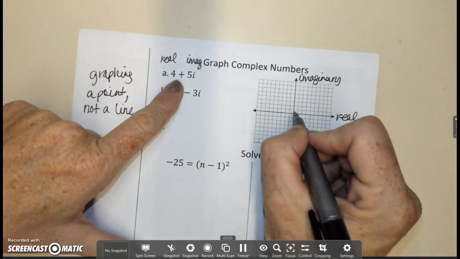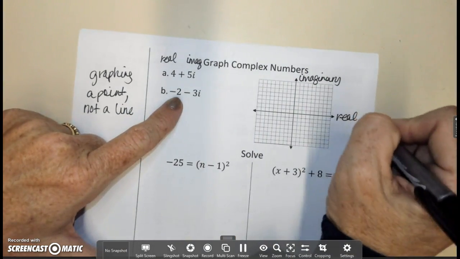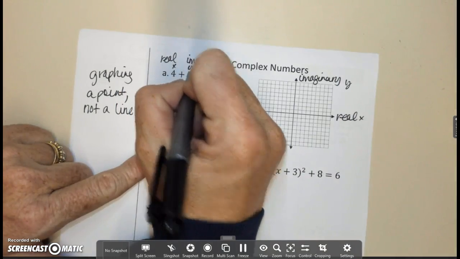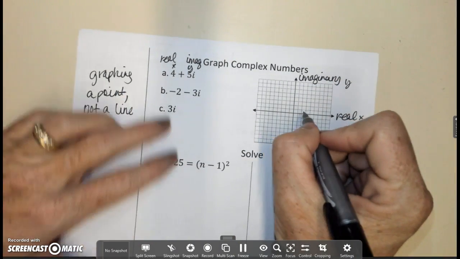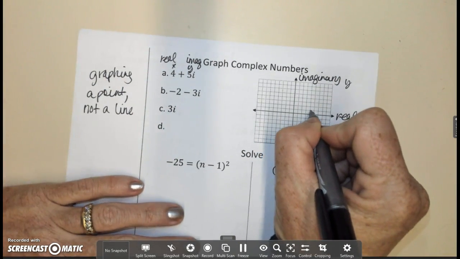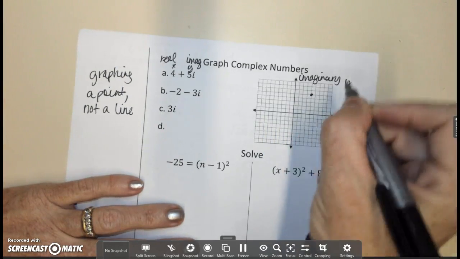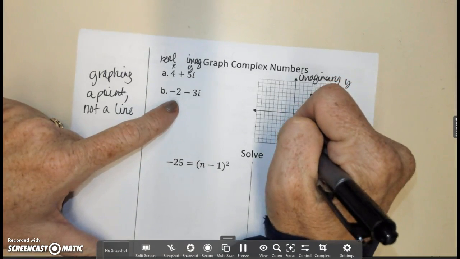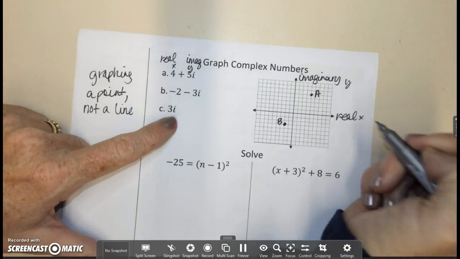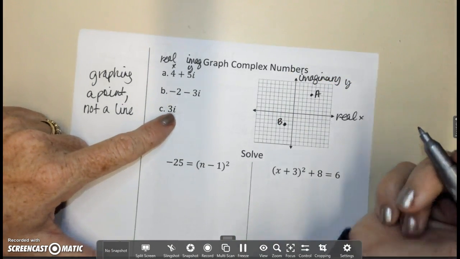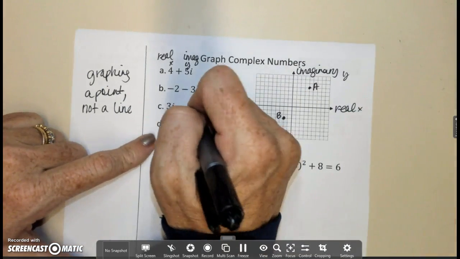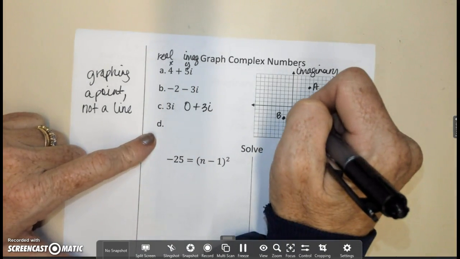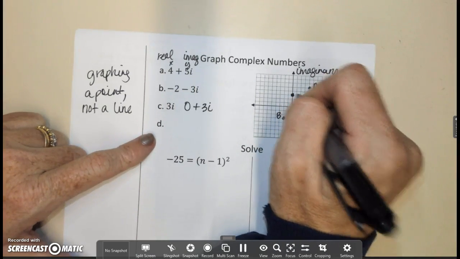So 4 would be, if you want to think about it, this is like your x value, this is your y value. So this would be like your x, and this would be like your y. So for A, I would go over 4 and up 1, 2, 3, 4, 5, and that would be point A. B, I would have negative 2 and negative 3. This one, I don't have a real number in front of that, so I'm actually going to change that to 0 plus 3i.